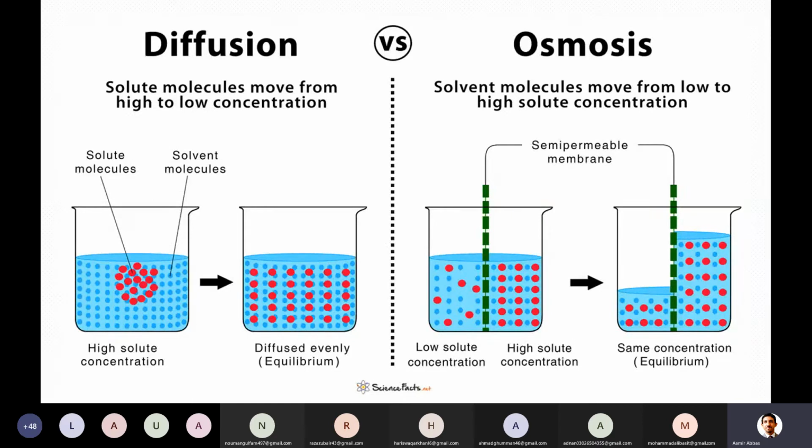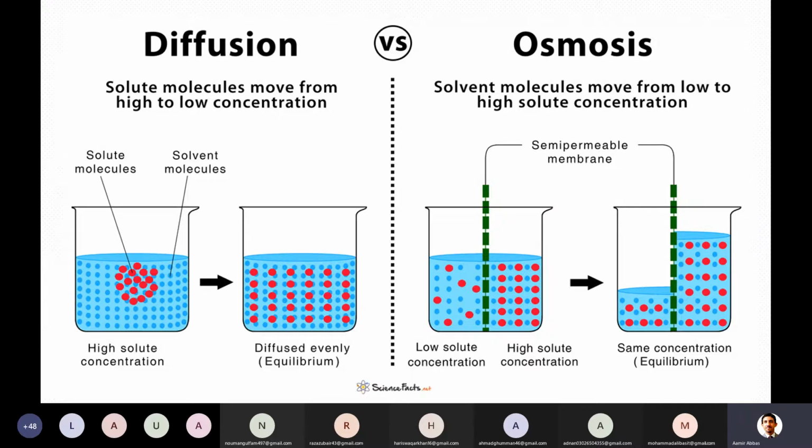This diagram is from the previous lecture. I think you remember yesterday we discussed what diffusion is and what osmosis means. So quickly I will revise and then we will continue, because our main purpose is to move towards reverse osmosis. Diffusion is the phenomenon of movement of solute molecules from high concentration to low concentration.